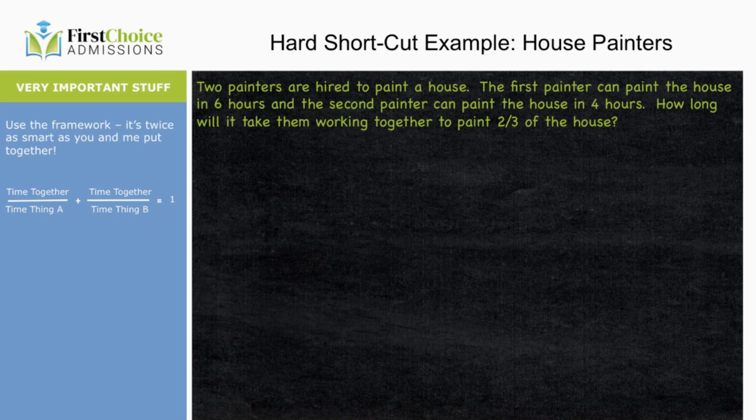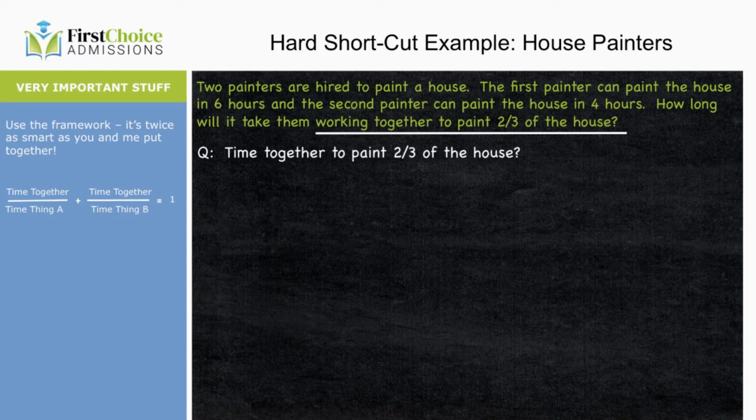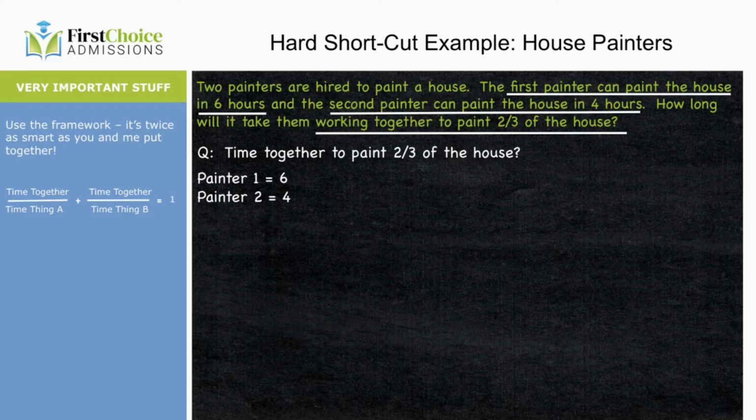2 painters are hired to paint a house. The first painter can paint the house in 6 hours, and the second painter can paint the house in 4 hours. How long will it take them working together to paint 2/3 of the house? All right, what are we being asked for? We need the time together to paint 2/3 of the house. What are we given? Well, the first painter paints the house in 6 hours, second painter paints the house in 4 hours, so we have each individual's time.